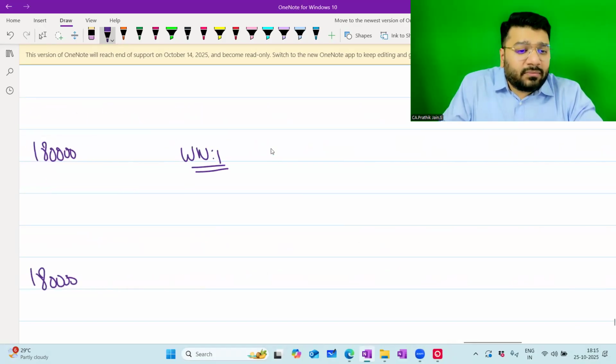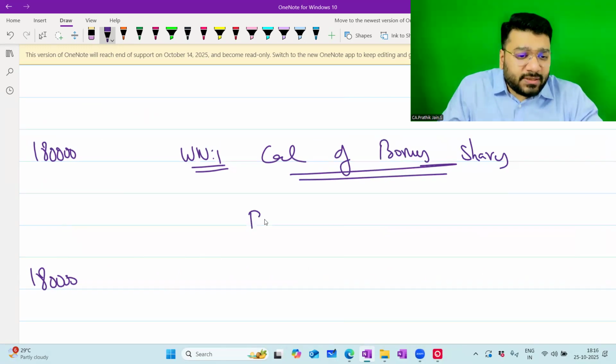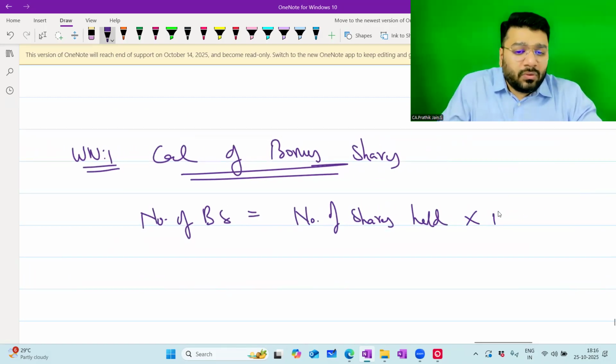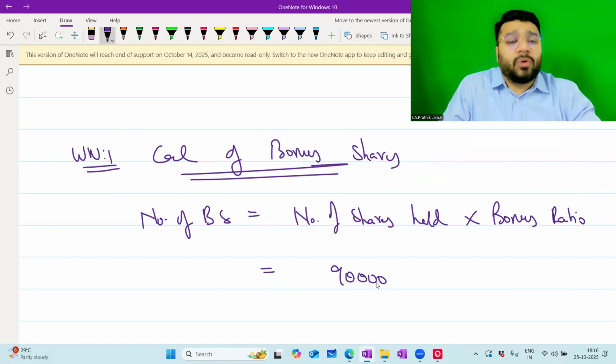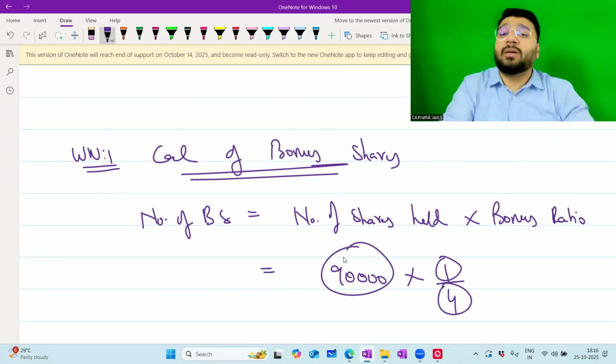Working note number 1. Calculation of bonus shares. Number of bonus shares is equal to what? Number of shares held into bonus ratio. Number of shares held is how much? 90,000 shares you're holding into 1/4. One bonus I'm giving for every 4 shares held. Therefore, if 90,000 shares I'm holding, how much is the proportionate bonus?